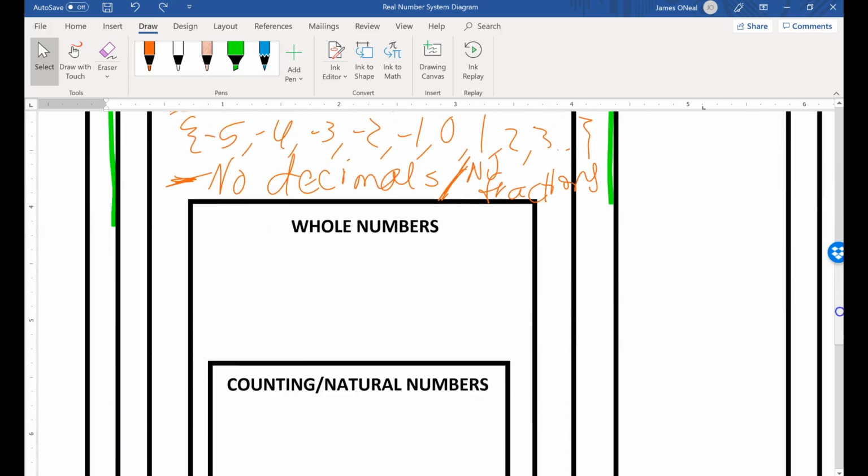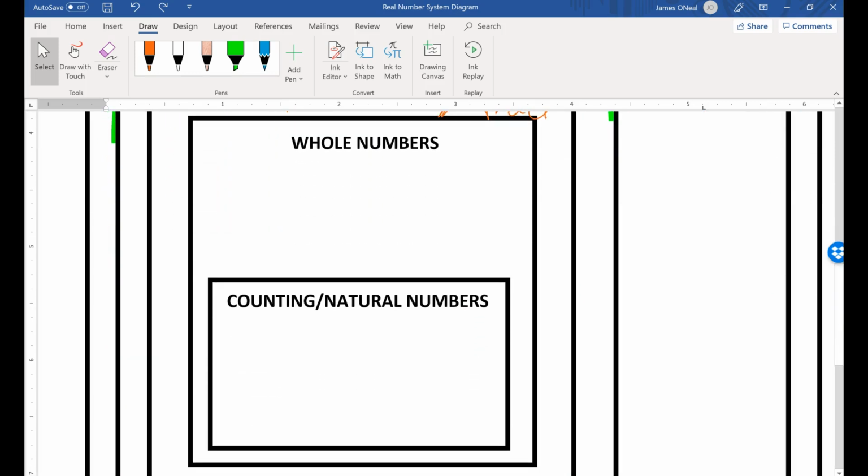All right. Whole numbers. Hey, whole numbers are whole numbers. So these include 0. I have a whole lot of nothing. Y'all see that? 0, nothing. I have a whole lot of nothing.